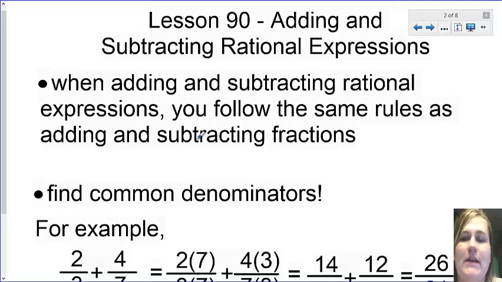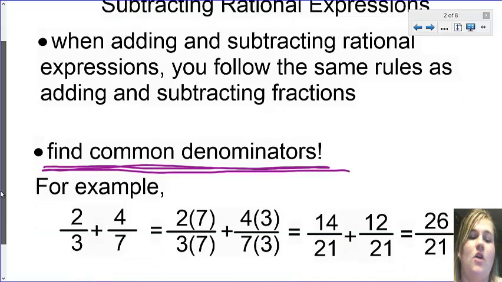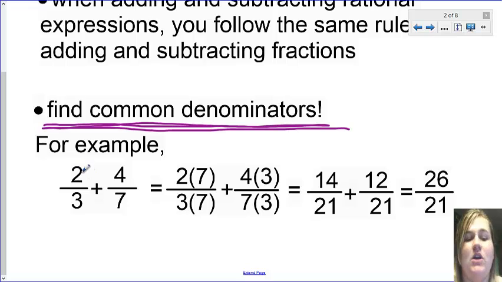What we're talking about today is Lesson 90, adding and subtracting rational expressions. When adding and subtracting rational expressions, you follow the same rules as adding and subtracting fractions, which means that we must find common denominators. We cannot add or subtract without a denominator. So, for example, if I wanted to add 2/3 and 4/7, a common denominator would be 21.